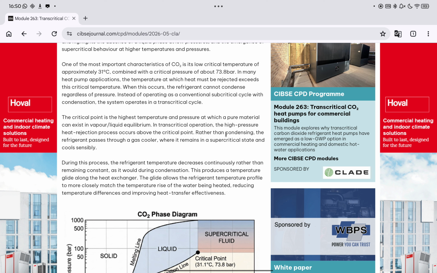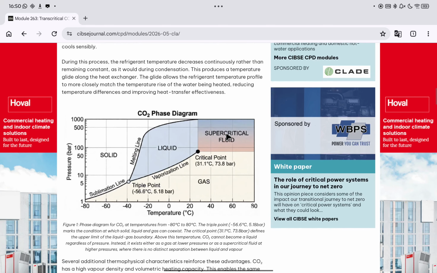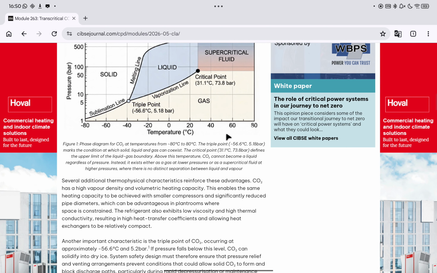The glide allows the refrigerant temperature profile to more closely match the temperature rise of the water being heated, reducing temperature differences and improving heat transfer effectiveness. Several additional thermophysical characteristics reinforce these advantages.